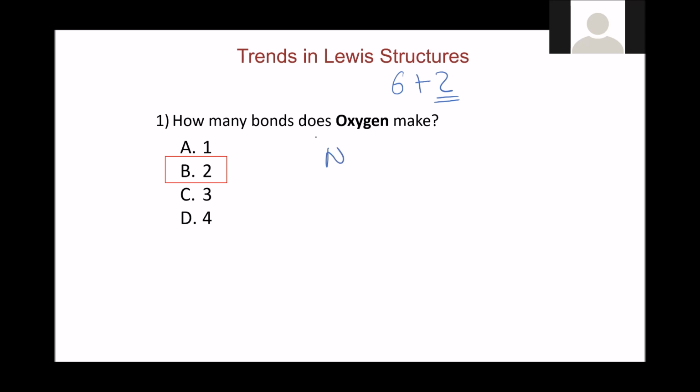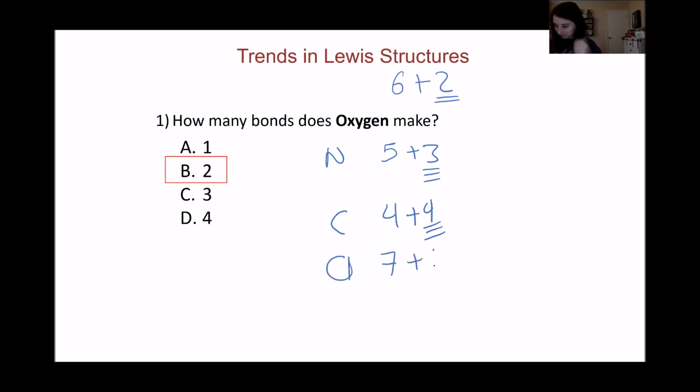If you apply this to nitrogen, how many valence electrons does it have? 5, thank you. So how many valence electrons does it need for the octet rule? 3. So that is the number of bonds that it usually favors to form. Okay? Carbon, 4 plus 4. That's usually the number of bonds that carbon prefers or favors to form in any structure. Chlorine, 7. So it just needs 1. So that's why it usually favors forming just 1 bond.